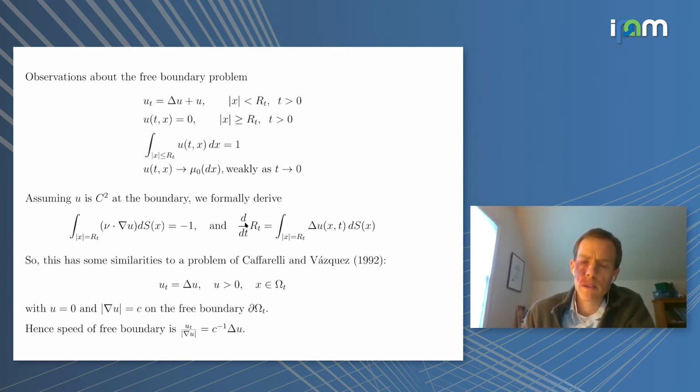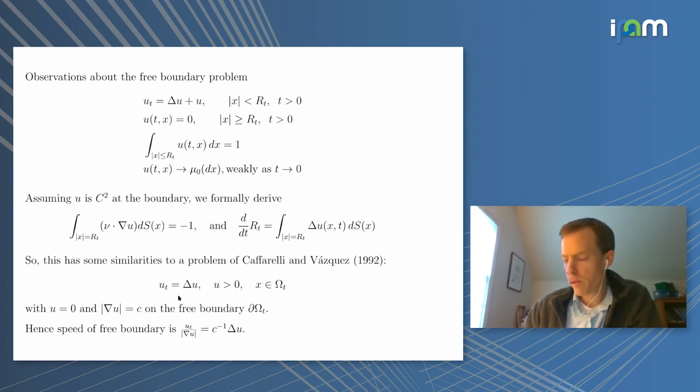Moreover, you can derive a formula for the normal velocity of the free boundary, which is the same all the way around the sphere. The derivative of r is equal to the integral of the Laplacian of u over the free boundary. So the boundary velocity depends in a non-local way on the Laplacian. Again, u is not necessarily spherically symmetric, so this Laplacian is not the same around the boundary. So this has some similarities to a problem of Caffarelli and Vazquez studied in '92.